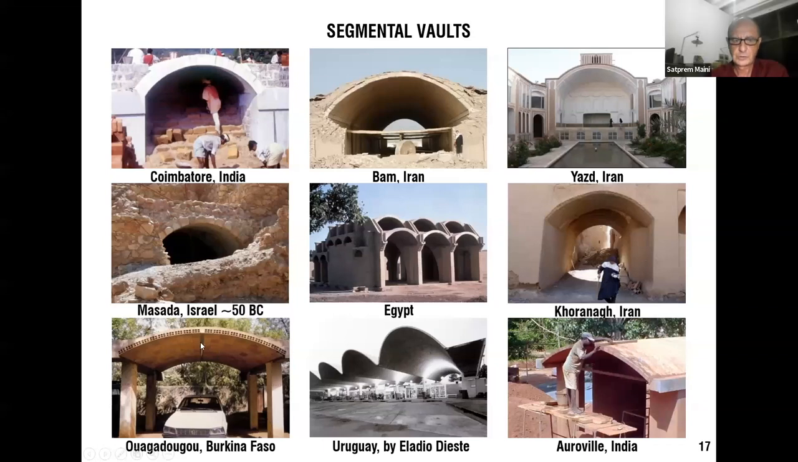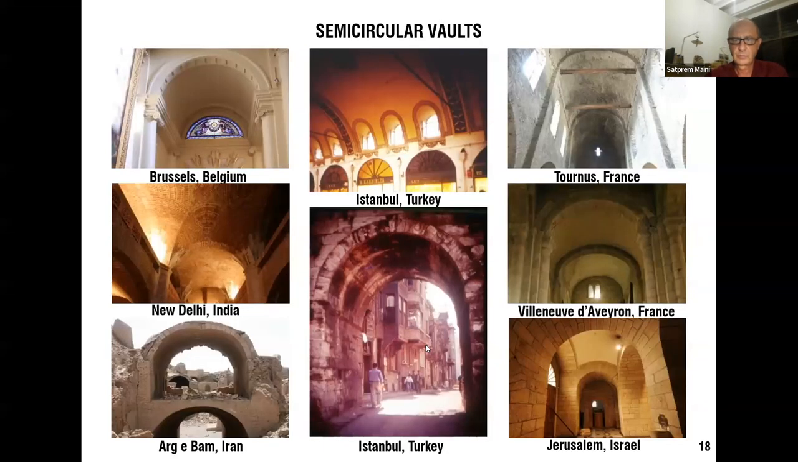Different types of walls here in Burkina Faso. Then semicircular walls in here, Istanbul. Here in France for a monastery. In Iran, after the earthquake of Bam, the wall was still standing. The wall was cracked but not fallen after the earthquake of Bam.